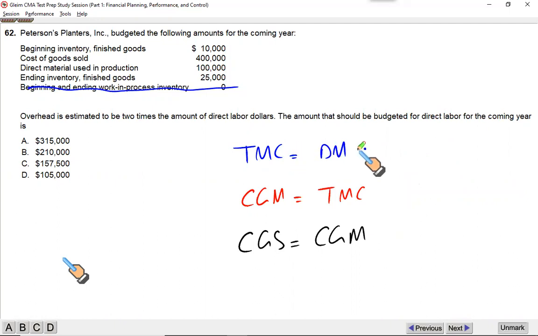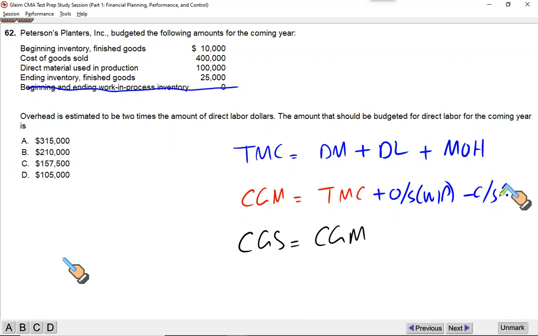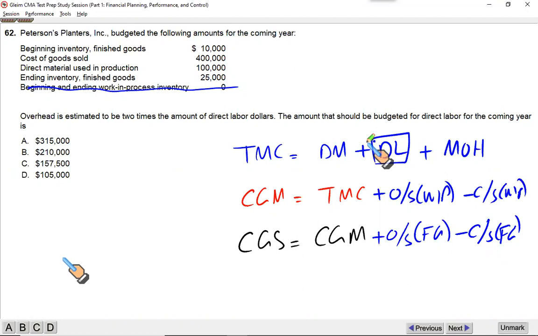Total manufacturing cost is direct material used plus direct labor plus manufacturing overhead. Cost of goods manufactured is the total manufacturing cost plus opening stock of work in process minus closing stock of work in process. And the cost of goods sold is cost of goods manufactured plus opening stock of finished goods minus closing stock of finished goods. Please rewrite, take a snapshot. You will need it somewhere. Now you will need this to find out your direct labor. Otherwise, it will be quite hard for you to do it.